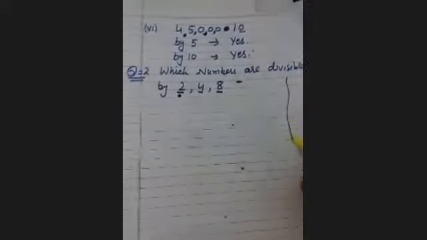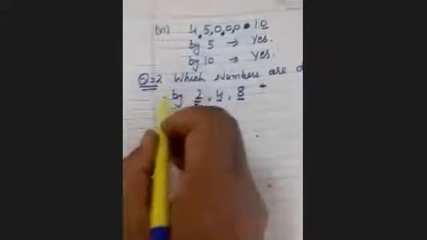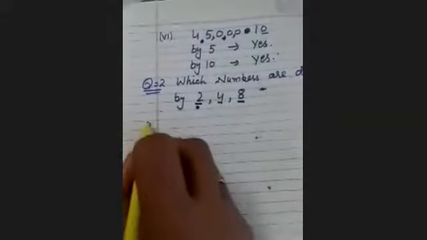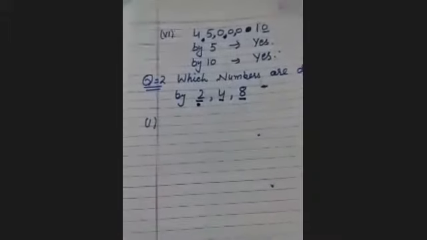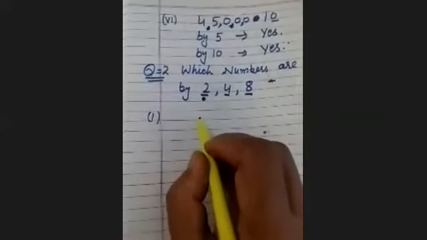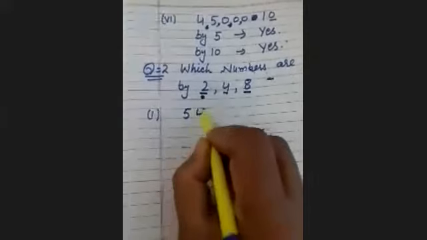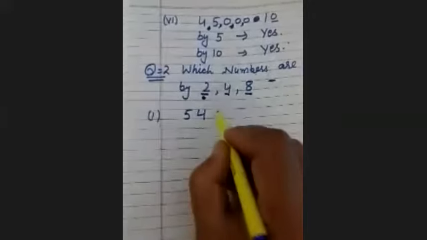Here we prepare a column for rough work. Now second question, first part. Our number is 54,014.